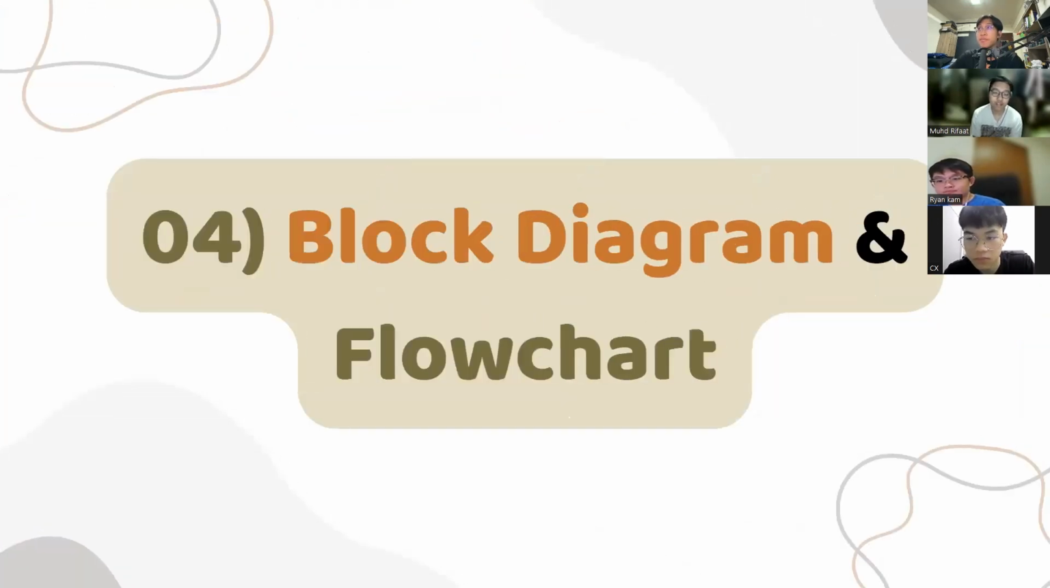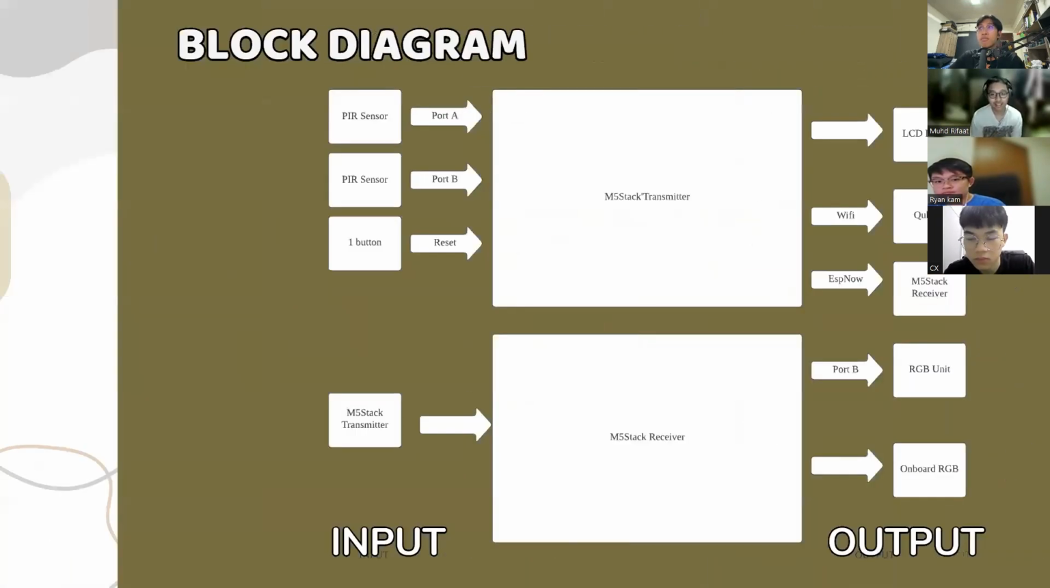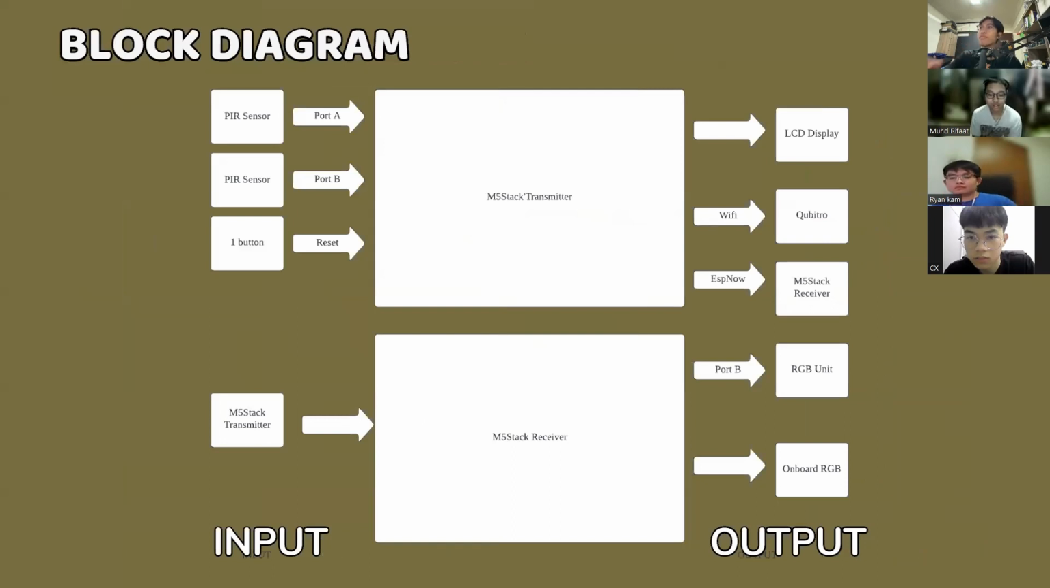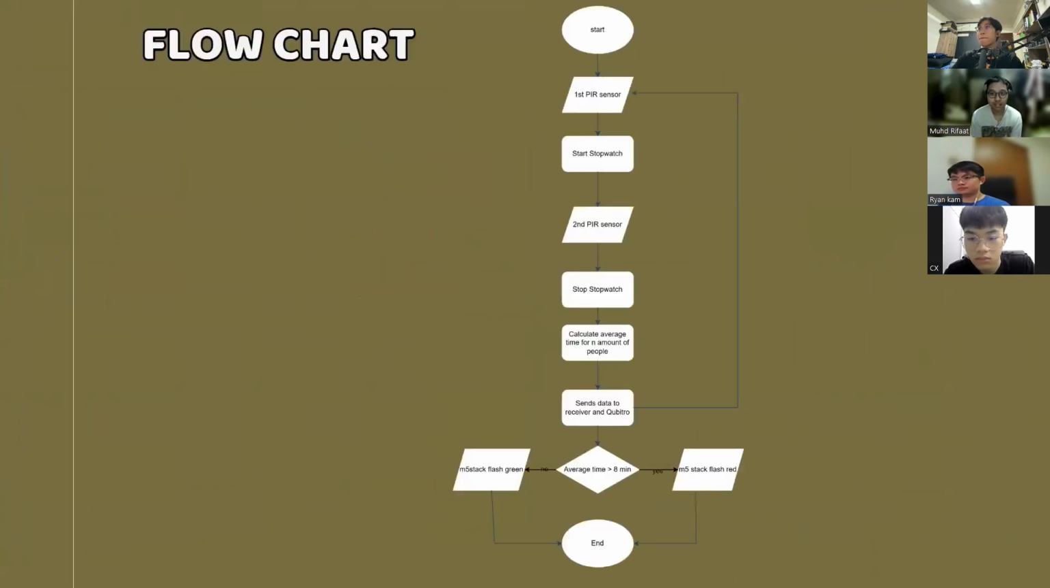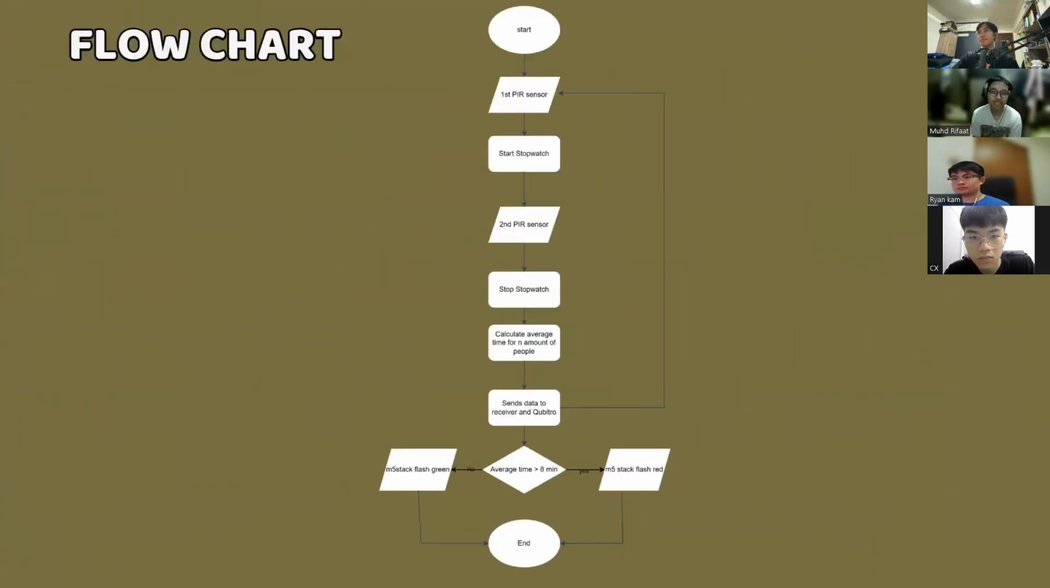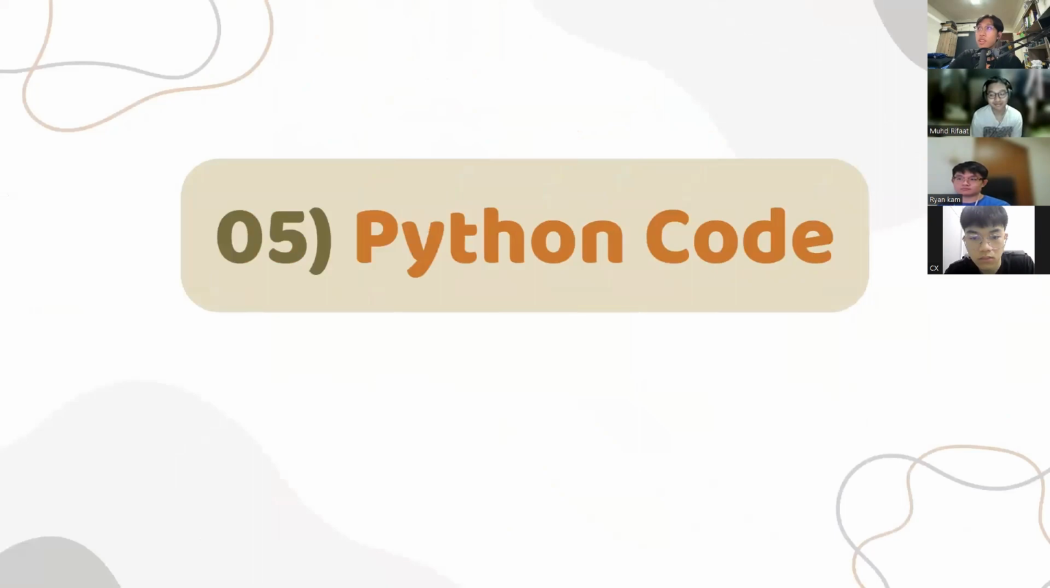So now I'll be showing you the block diagram and flowchart. Next slide. This is our block diagram that shows the inputs and outputs the M5Stack will be using once the code is run. Next slide. This is our flowchart, which shows what the code will be doing once it starts running.